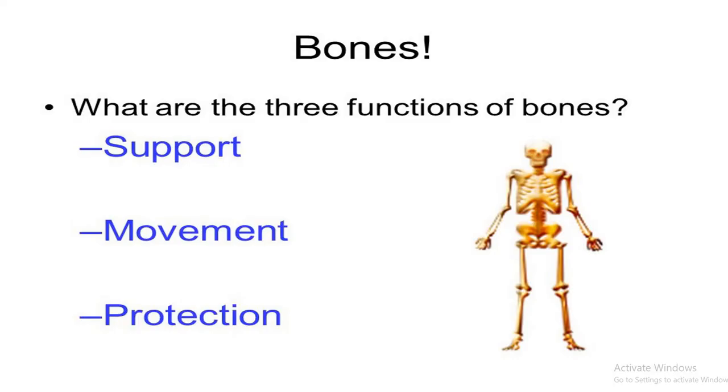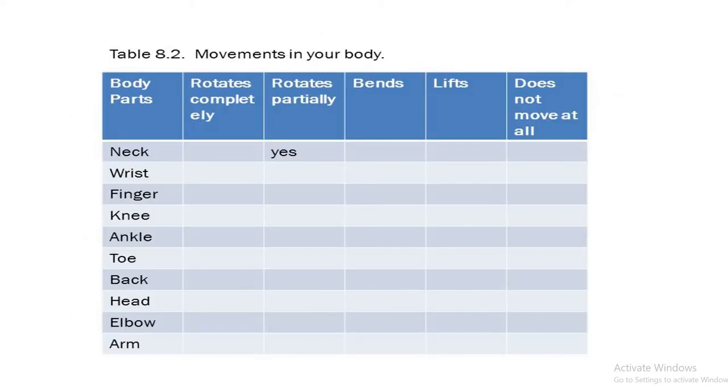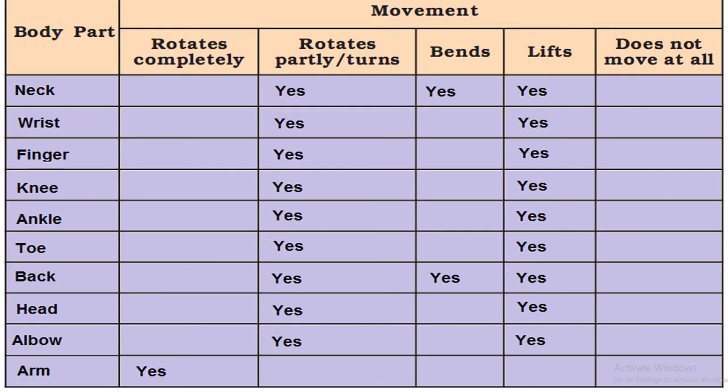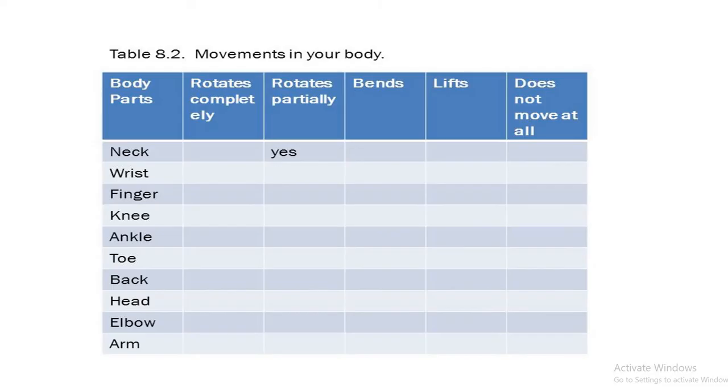Bones. What are the three functions of bones, my dear students? They support, help in movement, and give protection. Movements in your body. This is the table. What kind of movement do you do? Does the neck rotate completely? No. Partially? Yes. So you have to fill this table 8.2. Fill it, please.